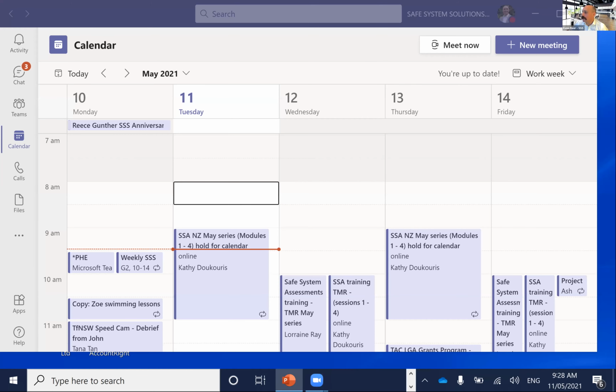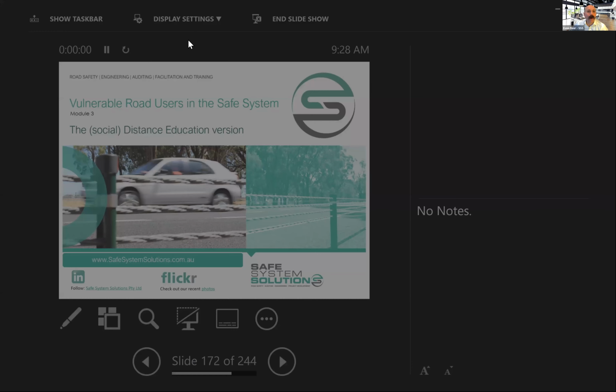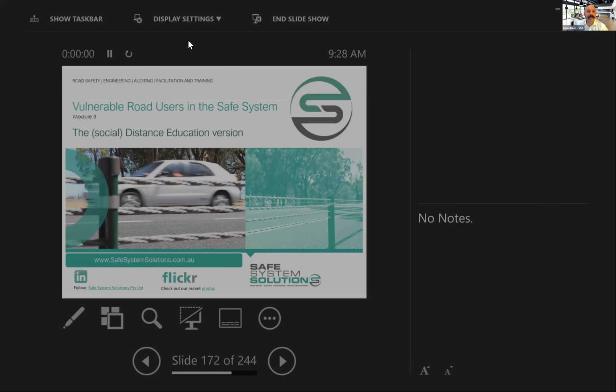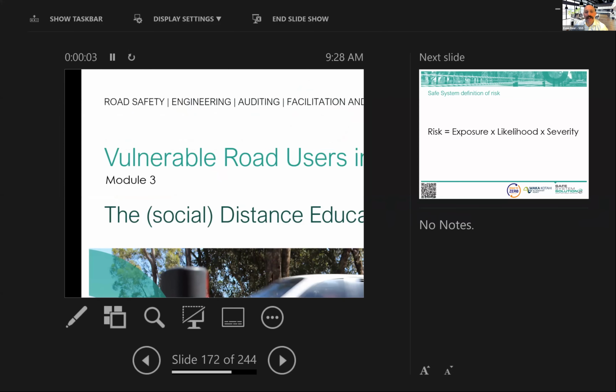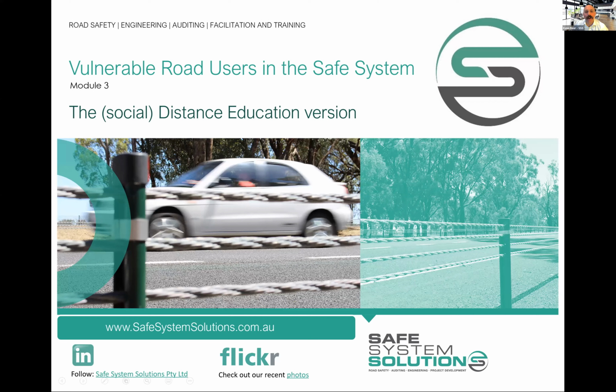I'm going to cover off a few slides now, and then we have a few little exercises within this. But that was a good little example. I will just delve back in a little bit into the exposure, likelihood, and severity discussion, just because there's a couple of tricky bits, and it's important to get this clear in your mind, because it's really fundamental to doing a safe system assessment to categorize things into exposure, likelihood, and severity correctly.